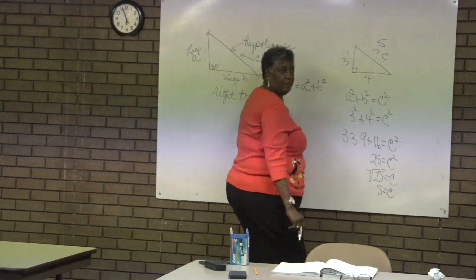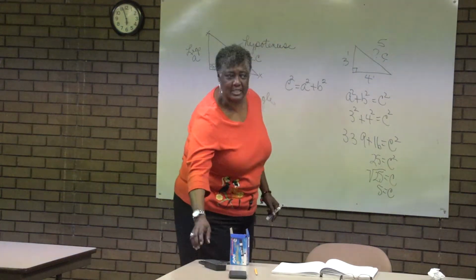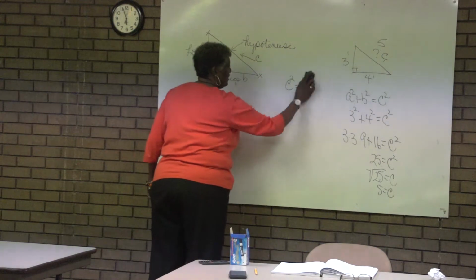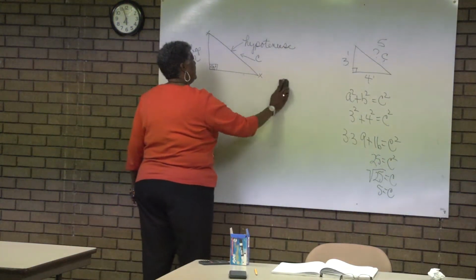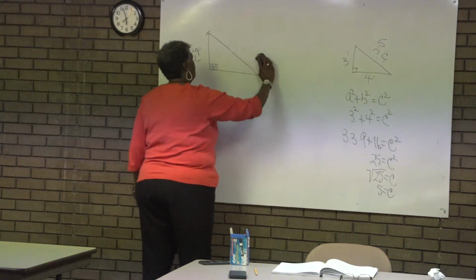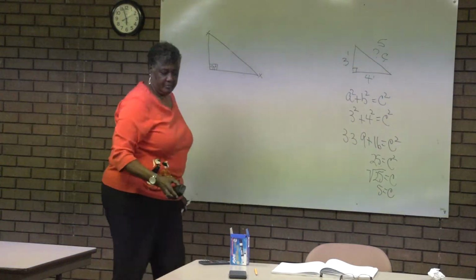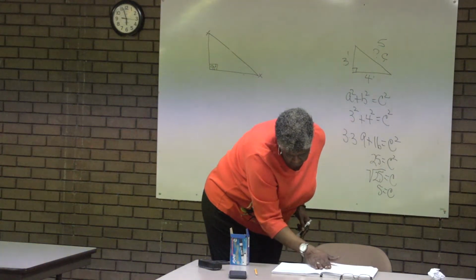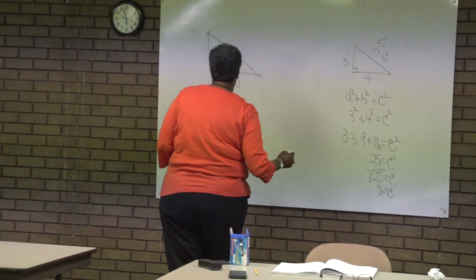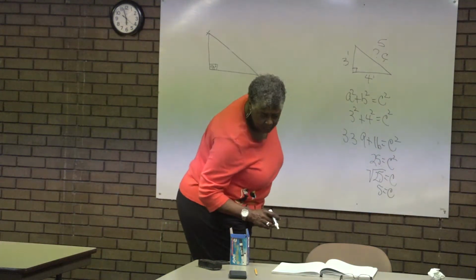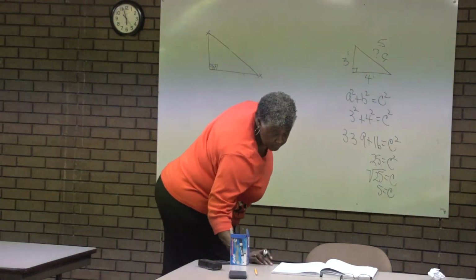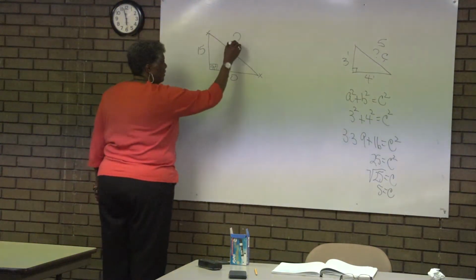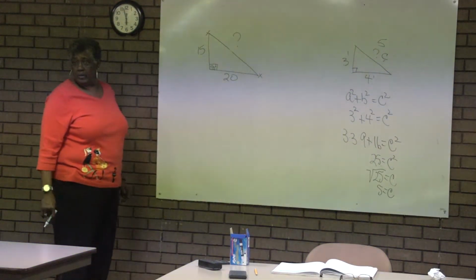So this has to be 5. Now it doesn't always, it won't be 6, 7, 8. 3, 4, 5 works, but let's look at another one. How are we going to figure that?